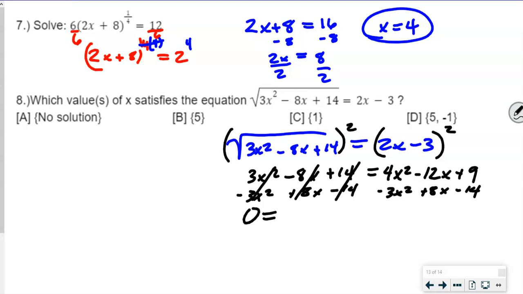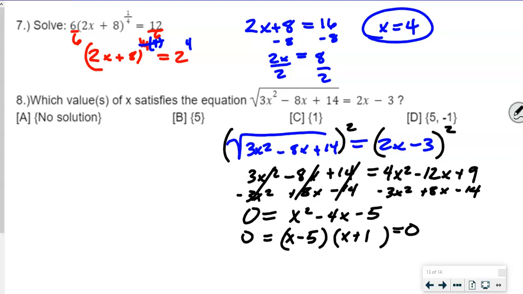So I'm left with 0 equals, isn't that going to be x squared minus 4x? And what is that, y'all? Plus 5? No, minus 5. Okay, so here's our factors then of negative 5. What are our factors of negative 5 that add up to be negative 4? So wouldn't that be minus 5 and plus 1?